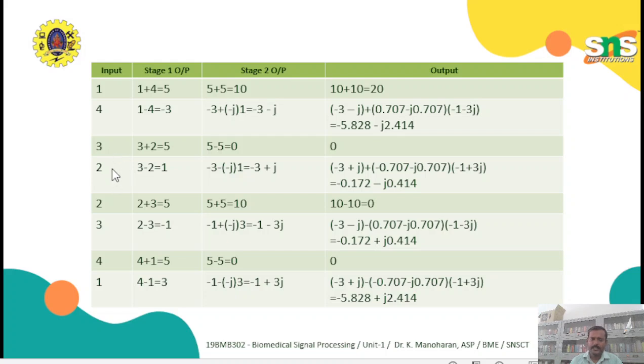Similarly for the second butterfly, one input is 3 and the other input is 2. The twiddle factor is 1, so 2 into 1 will be 2 only. Then we add the values: 3 plus 2 equals 5, and 3 minus 2 equals 1.